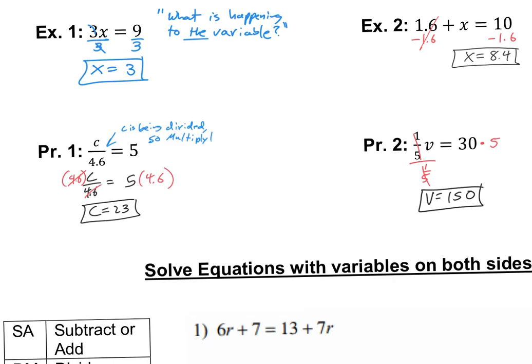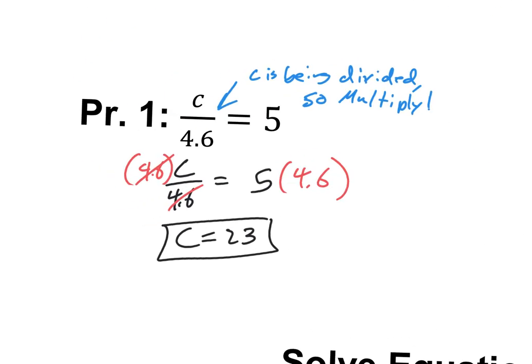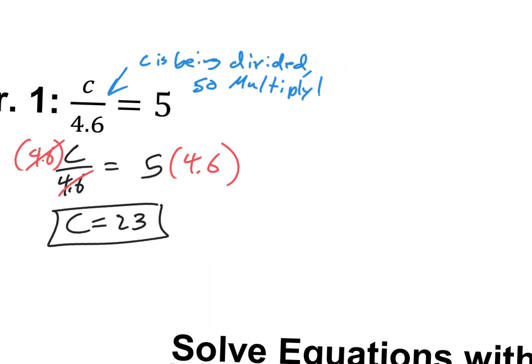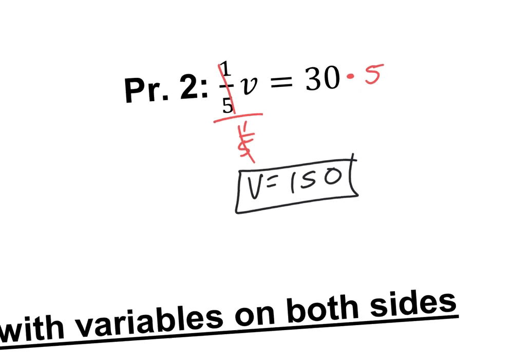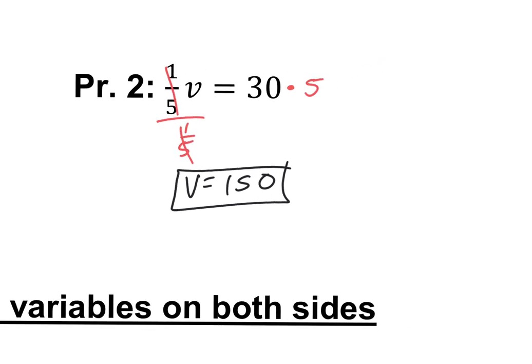First off, I hope you recognized over here C is being divided by 4.6. So that means if it's being divided by 4.6, you want to multiply both sides by 4.6. So I did that, multiply both sides by 4.6. These would cancel out. So you're left with C equals 5 times 4.6, which is 23. Over here, this one's a little bit more interesting. If you think about this, you could say that V is being multiplied by 1/5. And so you could divide both sides by 1/5.